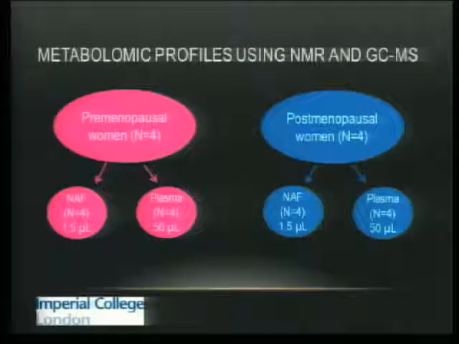And so in collaboration with Imperial, we wanted to just get a general sense of what was in NAF. We have NAF from 4 premenopausal women, 4 postmenopausal women, and we looked at NAF and plasma from both. It's a very small sample size, but we weren't sure what we were going to find, so we just wanted a preliminary description. And we used NMR and GCMS. First we wanted to just characterize what was in there with NMR.